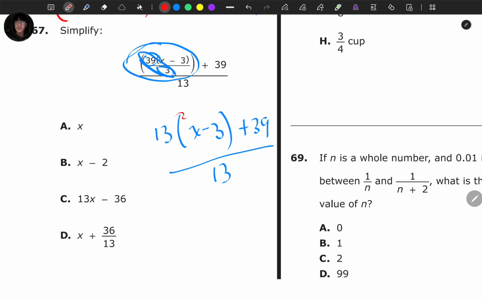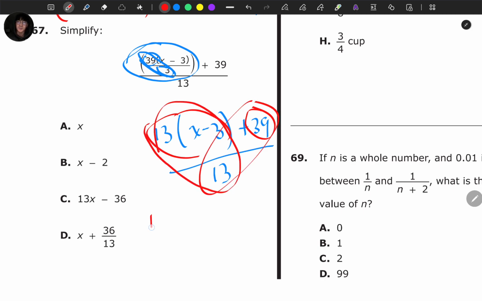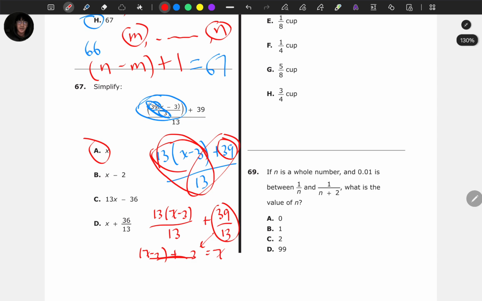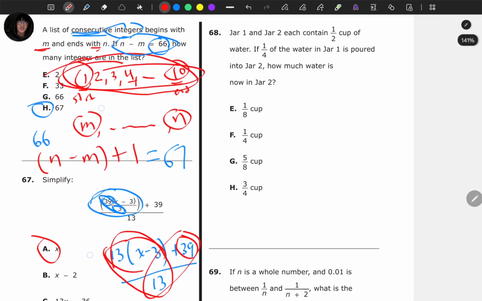Okay, but then notice there's two terms on the top, and they're sharing a common denominator of 13. So that means that I can do this and this, right? Because if you split that up, it's like this over 13 plus 39 over 13. Okay, and then 13 is on top and 13 is on bottom, so we can cross that out. So it's going to be x minus 3 plus 39 divided by 13, that's 3. So then that means I'm just going to do x minus 3 plus 3, and that's just equal to x, which is choice A. Okay, next piece, 68.